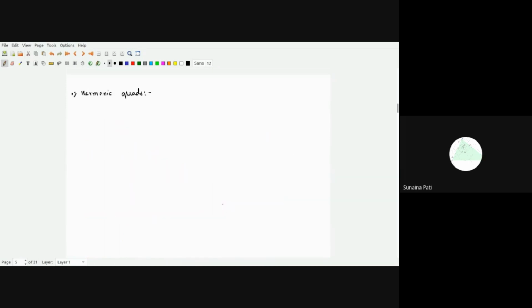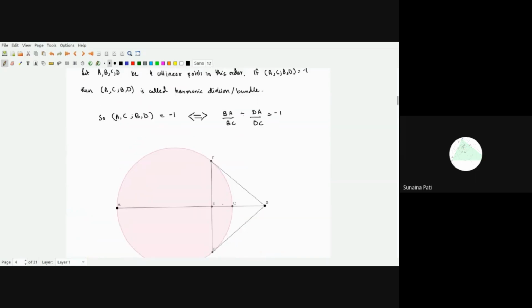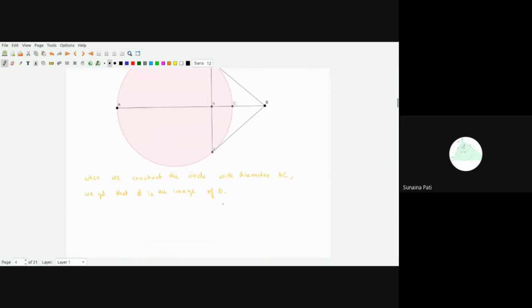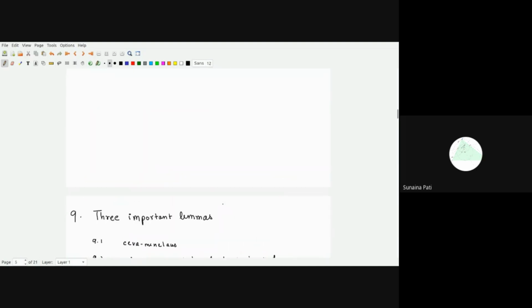Then we defined harmonic chords, which was basically a cyclic quadrilateral which has the cross ratio of -1. I don't know why I didn't write it over here. Yeah, that is what we did in the last class.